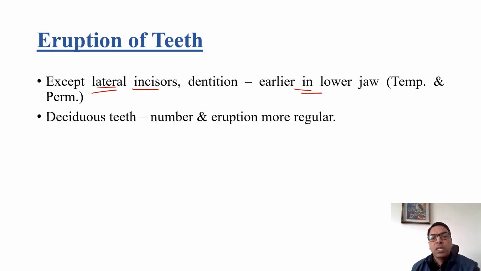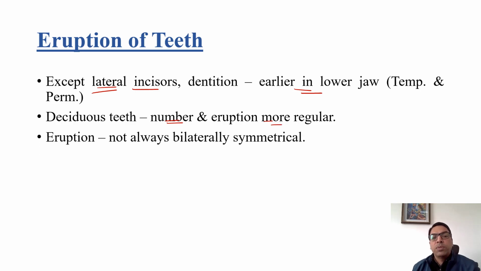In the deciduous teeth, the number and eruption is more regular. That means they follow a specific sequence and their number is more regular. Eruption is not always bilaterally symmetrical. That means if we look at any particular tooth, it is not necessary that it should be present on the other side also or on the other jaw also.